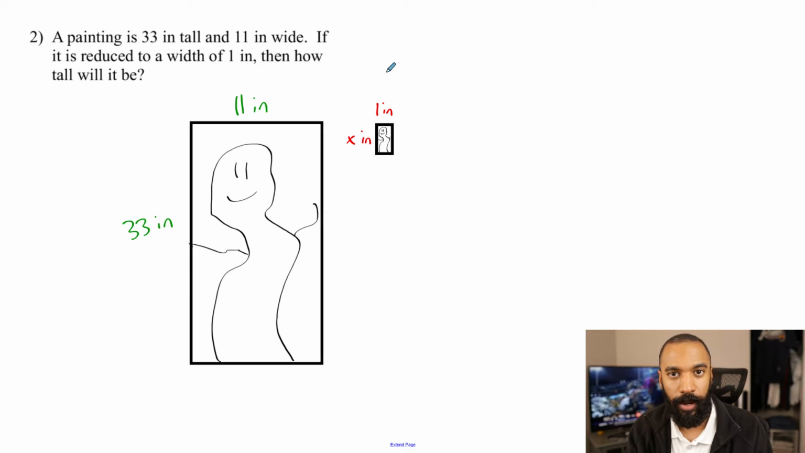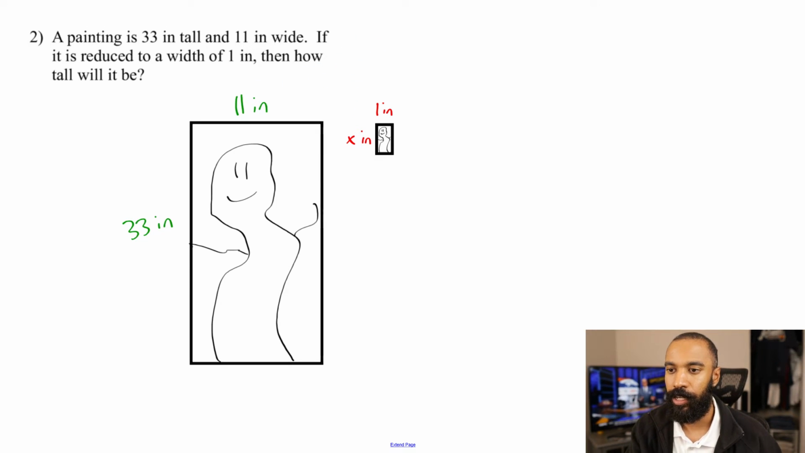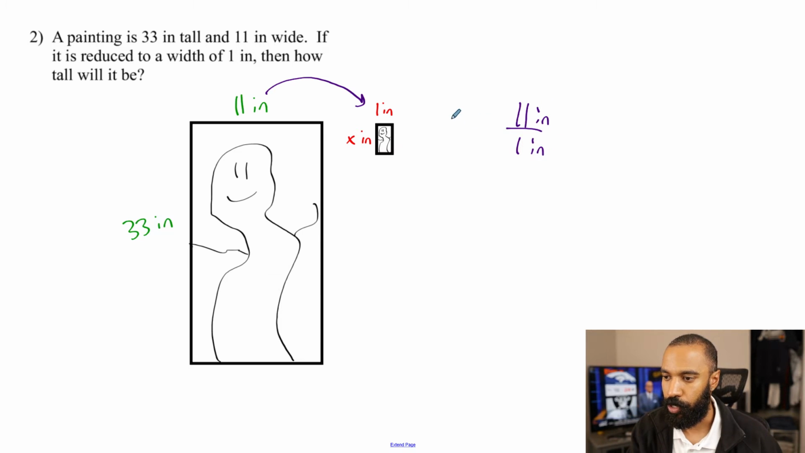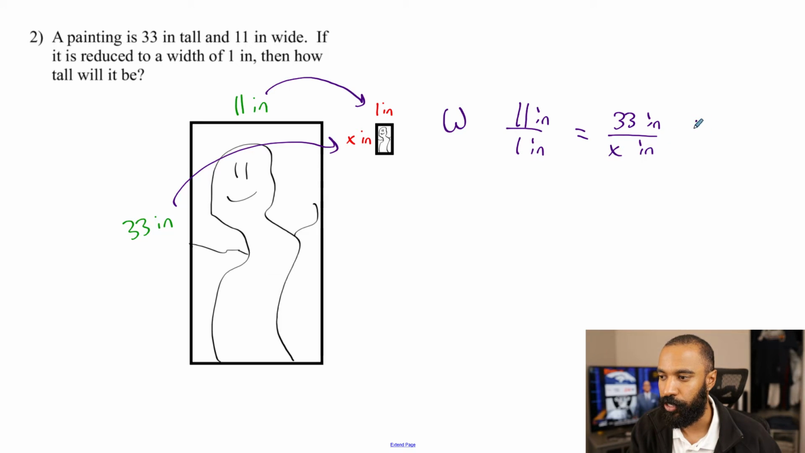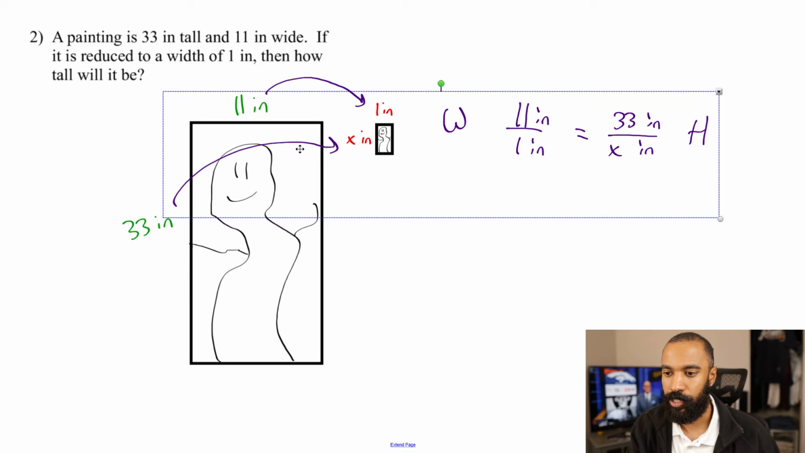You probably know by now, but we have to set up the proportion, where you can correspond things in a certain way. I can do width of big to width of small, like 11 inches over 1 inch. Those are the widths, equals height of big to height of small: 33 inches over an unknown amount of inches. You don't have to do it that way, though.